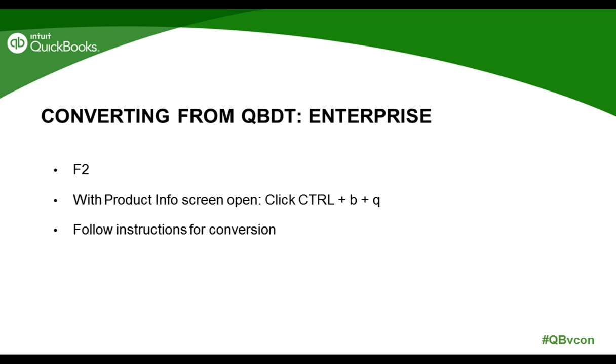And let's see, I'm flipping through my slides here. Now, when we're converting from QuickBooks Desktop Enterprise, yet again, it's a different menu option. We have different menus for every version of QuickBooks. The first thing that we want to do here is hit F2, right? And you want to make sure, again, that your targets are under 350,000, only we're not going to leave that product info screen.